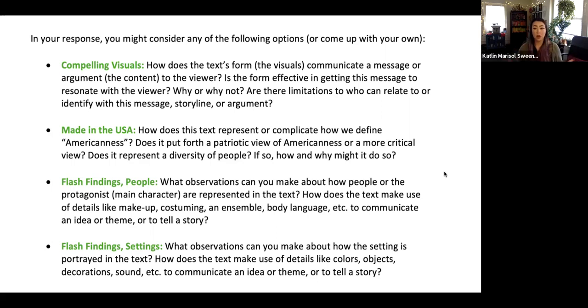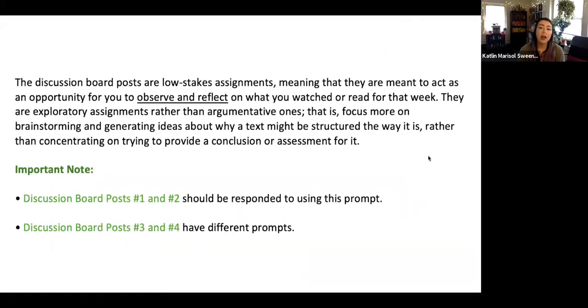So again, these are four options that you have for how you might reply to the discussion board post prompt, or you might come up with your own prompt that you choose to write about. Any of those are fine. Just make sure it's 200 to 300 words written about one text, and is clearly addressing how the detail you've chosen to focus on is engaging with content and/or form. I am not looking for a summary of what happens in the text. I'm looking for you to dive into analyzing the significance of why certain things are there.